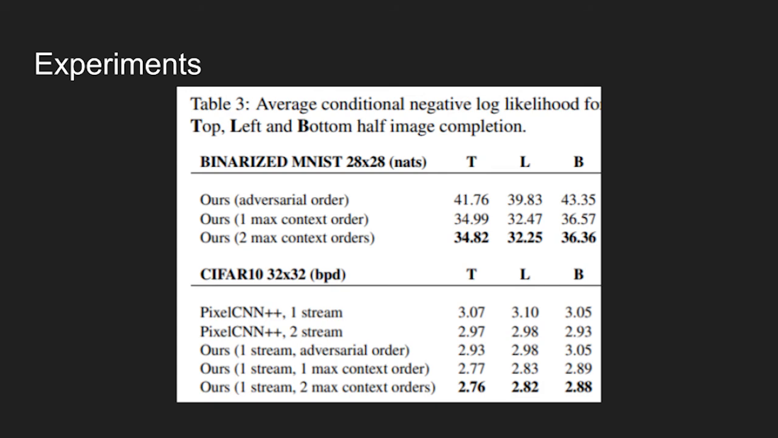Here are some experimental results. The table shows average negative log likelihood on binary MNIST and CIFAR10 datasets. Top half inpainting is challenging for PixelCNN baselines that use raster scan order because the model fails to condition on the pixels lying below in the image. Similarly, the architecture under an adversarial order achieves 2.93 BPD on CIFAR in the T settings. Note that T, L, and B denote top, left, and bottom half image completion.